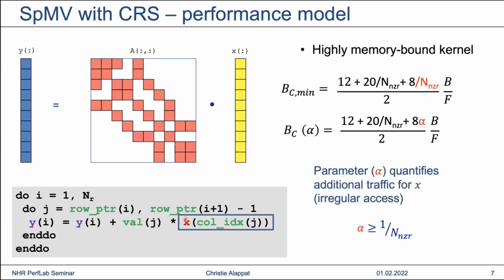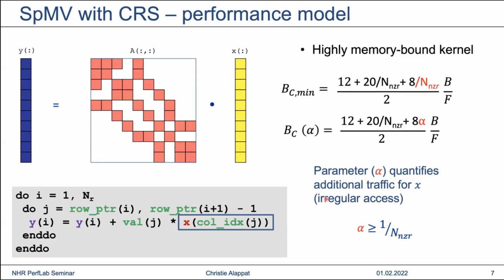However, if we look into the x vector, it's not accessed in a linear manner. And as I said already, we have indirect accesses to the x vector. And therefore, it can be that we need to access this x vector more than one time. It could happen. This depends on the sparsity pattern of the matrix A, as well as the cache size that is available on the hardware. So it's not easy to determine this theoretically.